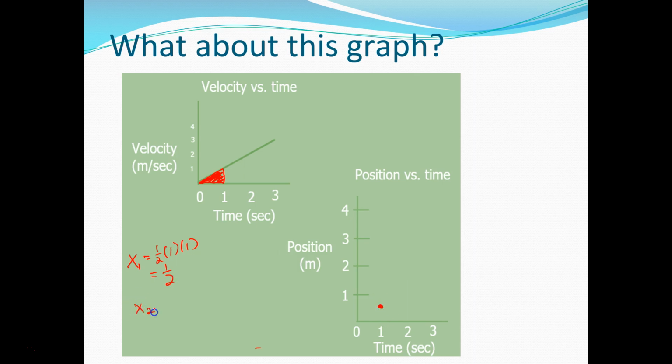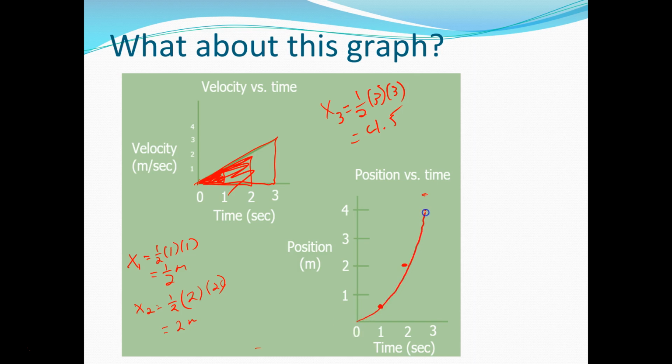At 2 seconds, we would do 1/2 times 2 times 2, which is going to give us 2 meters. And then finally, at 3 seconds, we would find the area under the curve, and we find that our position at 3 seconds is 1/2 times 3 times 3, which is going to give us 4.5, which is way up here. And this actually gives us a curved line.